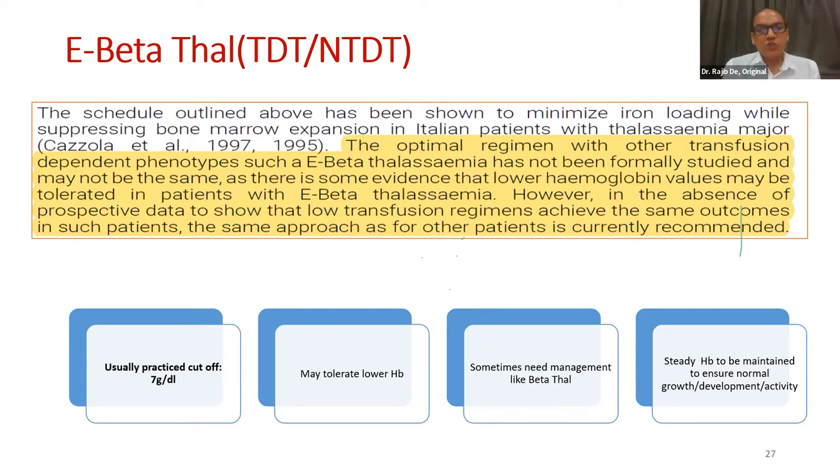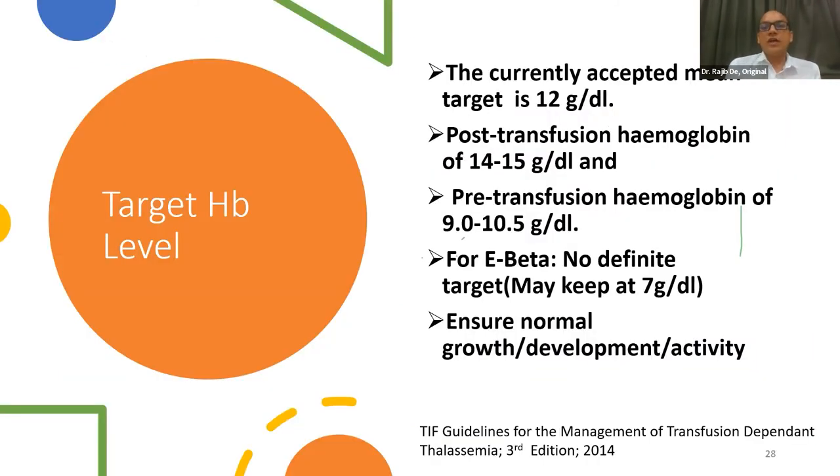So in our institute, we maintain a cutoff of 7 g/dL. And different studies have also shown that if they maintain 7 g/dL, the patients usually maintain normal growth and development, and the level of ineffective erythropoiesis is also significantly suppressed. So the mean target hemoglobin is 12, the post-transfusion hemoglobin is 12 to 14, and pre-transfusion is around 9.5 to 10.5. For E-beta, we keep it around 7, but it is not standardized.